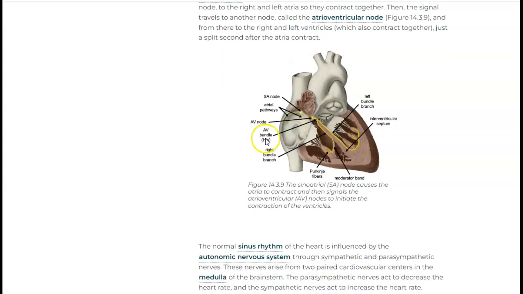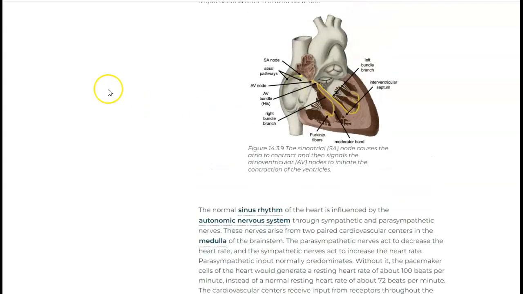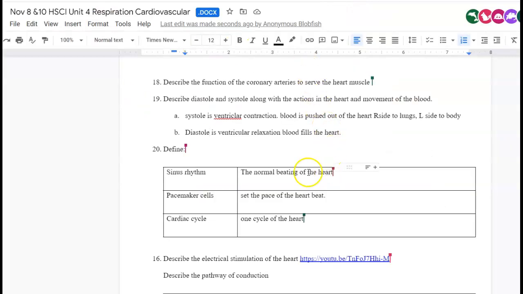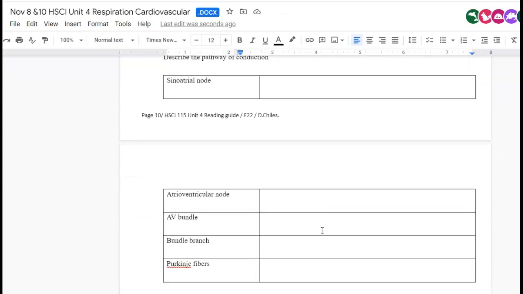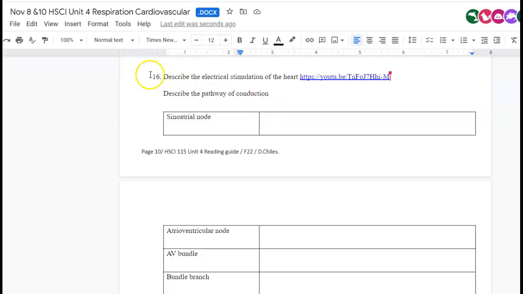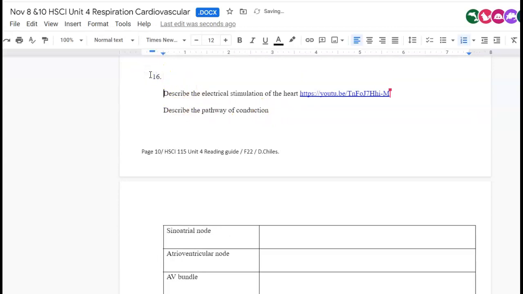You start with sinus rhythm, and it is influenced by the autonomic nervous system. But let's go here. So the sinus rhythm is a normal beating. It sets the heart pace, and this is found in the sinoatrial node, which we call the SA node just because, let's give it a big name so we can give an abbreviation. Good. Here is a little video that goes through pretty much what I just talked about, but one more time.